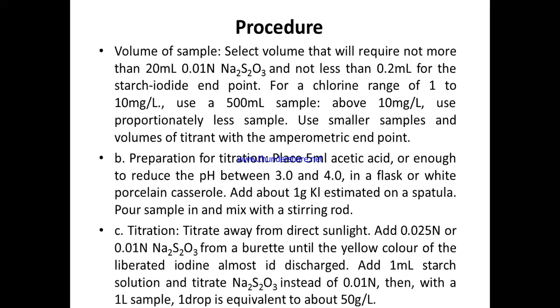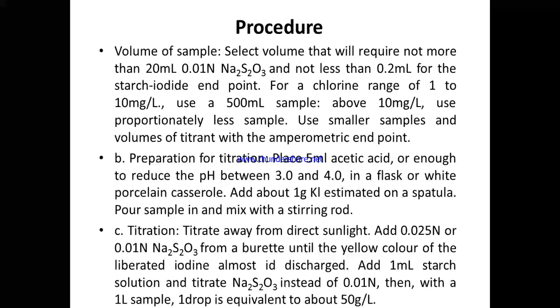Then titrate away from direct sunlight, because in any chemical, or if you use medicines, you will see it is written to store in a cool and dry place. So the titration should be done away from direct sunlight. Add 0.025 normality or 0.01 normality Na2S2O3 from the burette until the yellow color of the liberated iodine is almost discharged. Then add 1 milliliter starch solution and titrate against Na2S2O3. With a 1 liter sample, 1 drop is equivalent to 50 gram per liter.